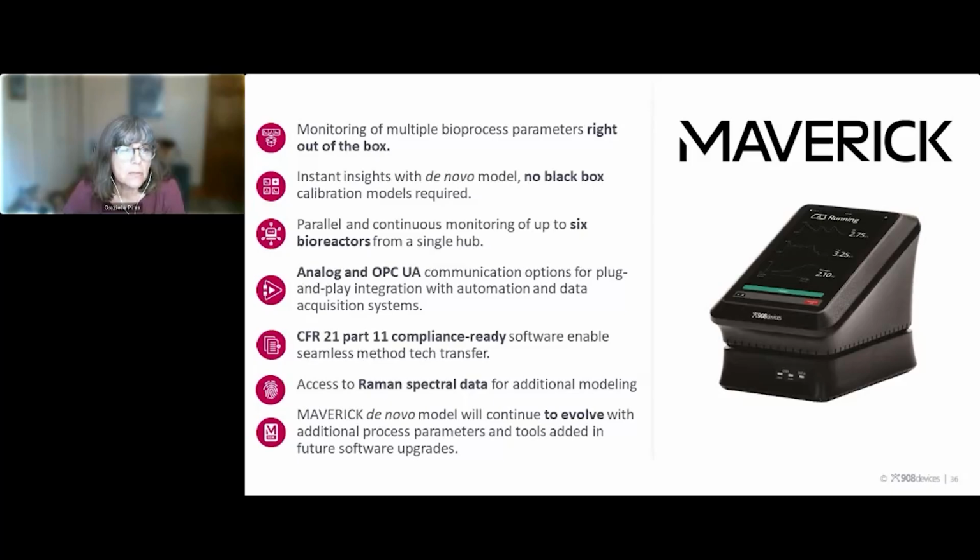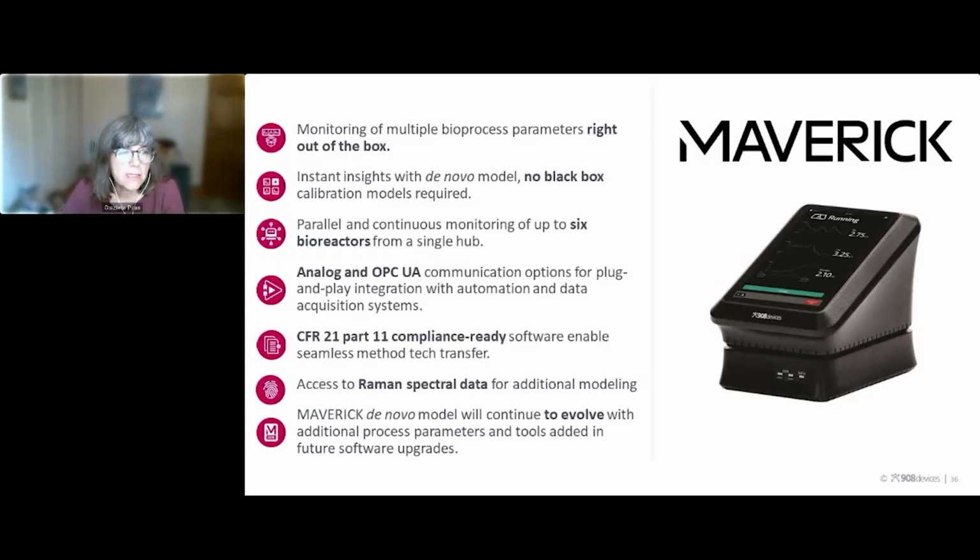Also, the Maverick can be connected with up to 6 bioreactors from a single hub, which is great. And then communication via analog or OPC UA enables feedback control loops and integration with data acquisition systems. The Maverick is 21 CFR Part 11 compliance ready, which facilitates tech transfer into a potential GMP environment.